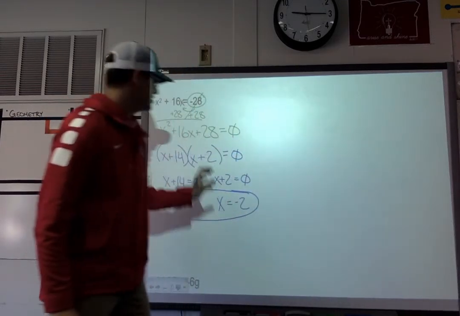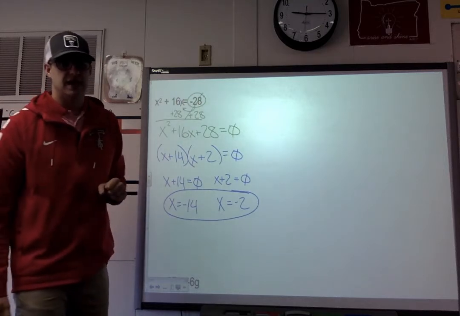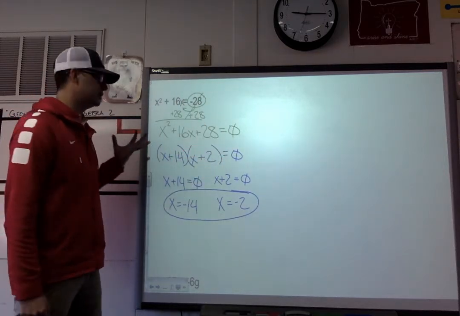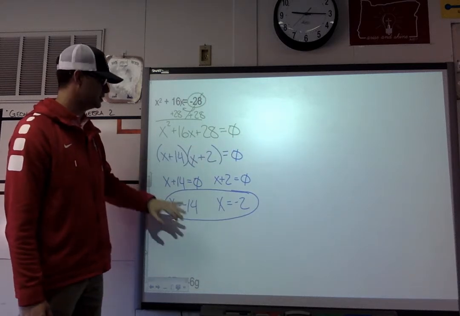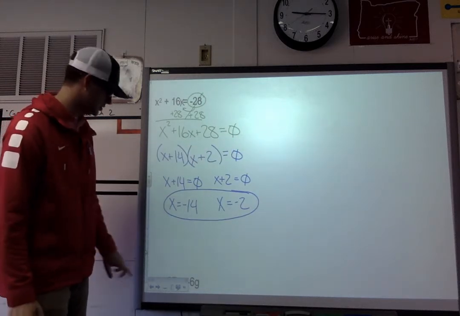So again, if you have anything besides 0 on that right side of the equal sign, you need to move it over so that everything is set equal to 0. Then you're going to factor and set each of those factors equal to 0.